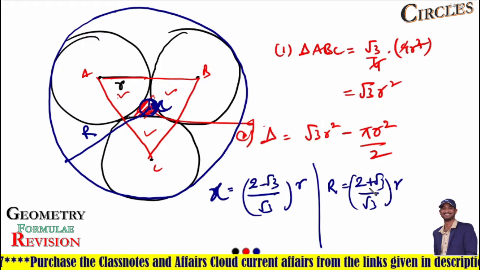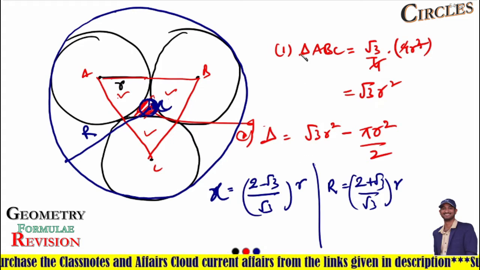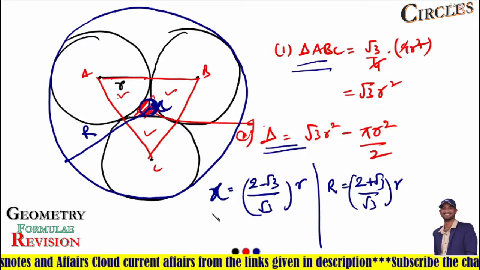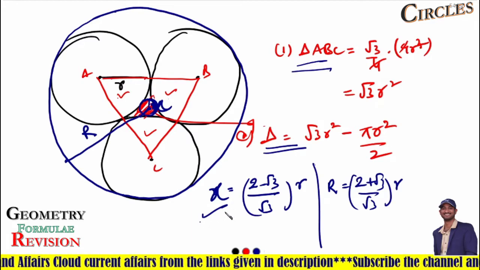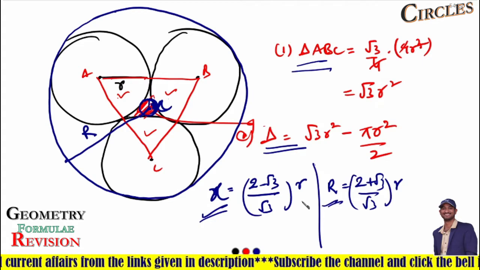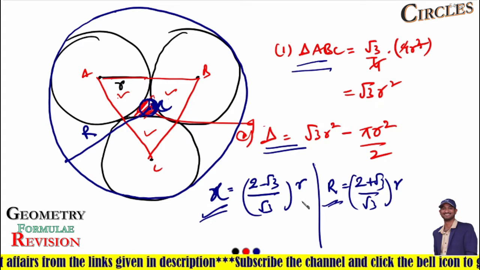Okay. So here you have to remember these four formulas: area of triangle, area of the portion between the circles, and the radius of the inner circle and the radius of the outer circle. And when we have three equal circles touching one another, same model.